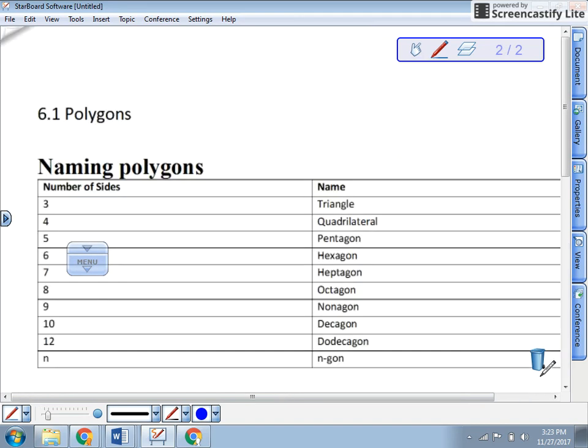We get into some naming of polygons. There's a chart with the number of sides and what we call each one. Again, anything over 12 or anything that's not listed here, however many sides, that's what we call it. If it's 11-sided, we call it an 11-gon.